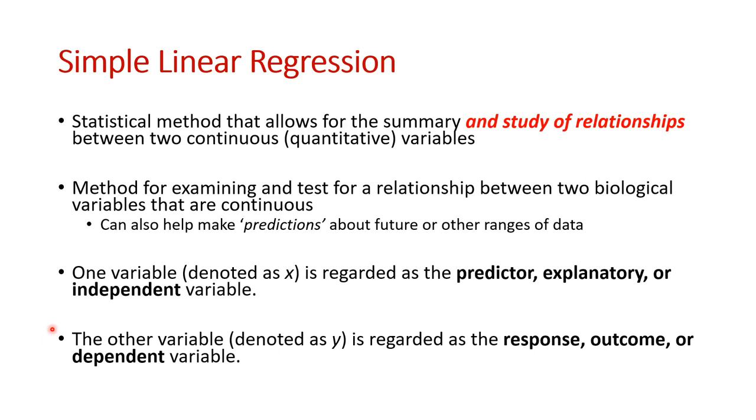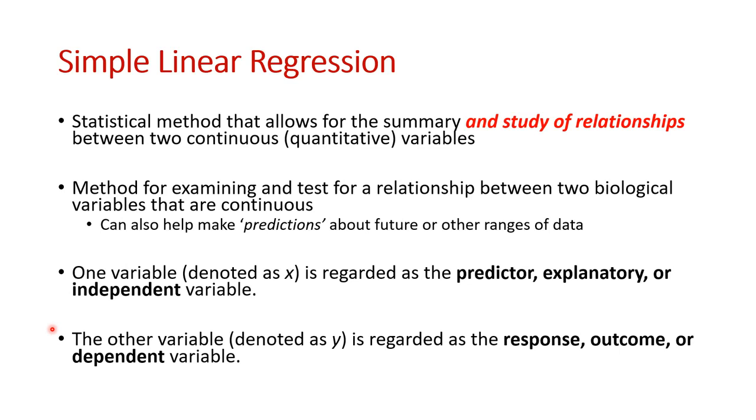So again, to start, a simple linear regression is a statistical method that allows for the summary and study of relationships between two continuous variables. So both your dependent and independent need to be quantitative or numerical variables, ideally both continuous numerical variables. So the regression allows us to test for a relationship between two biological variables, or can one variable help predict the range of another, right?